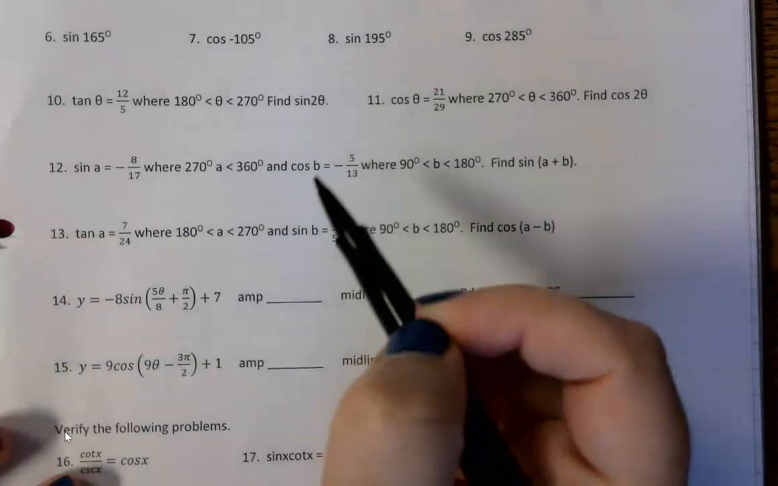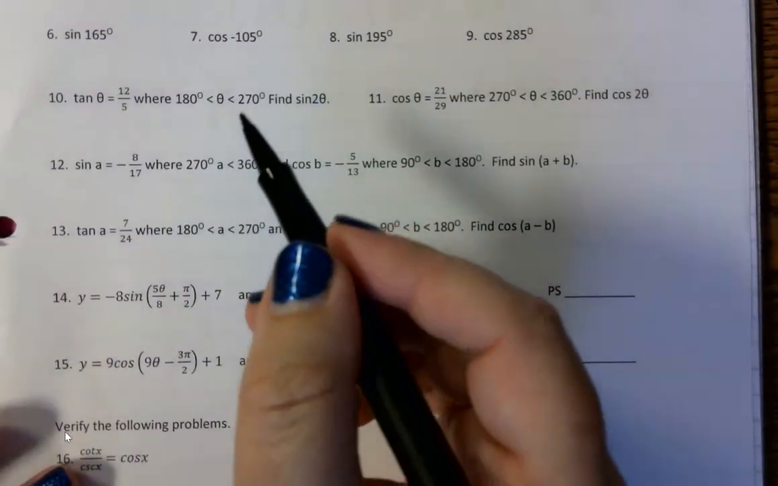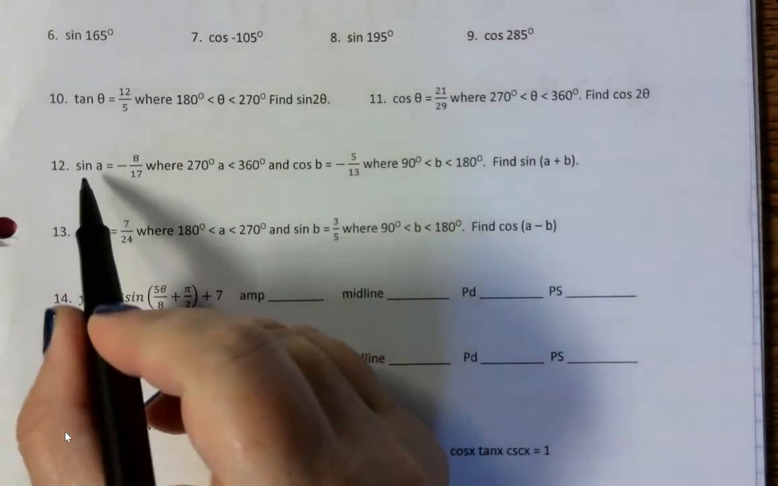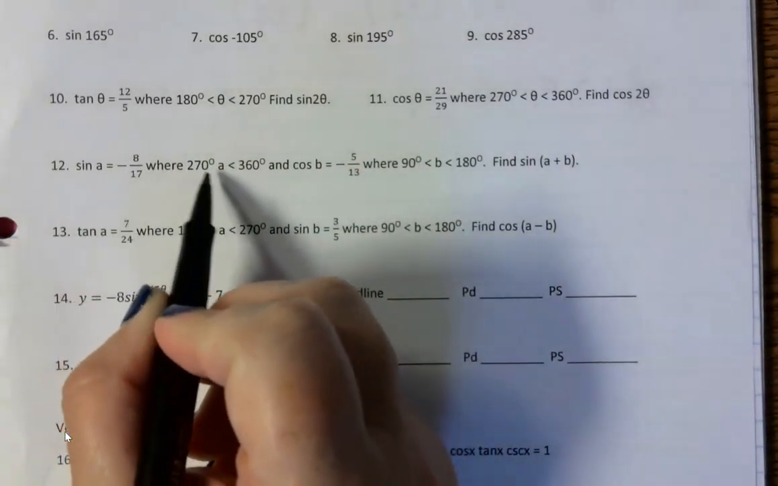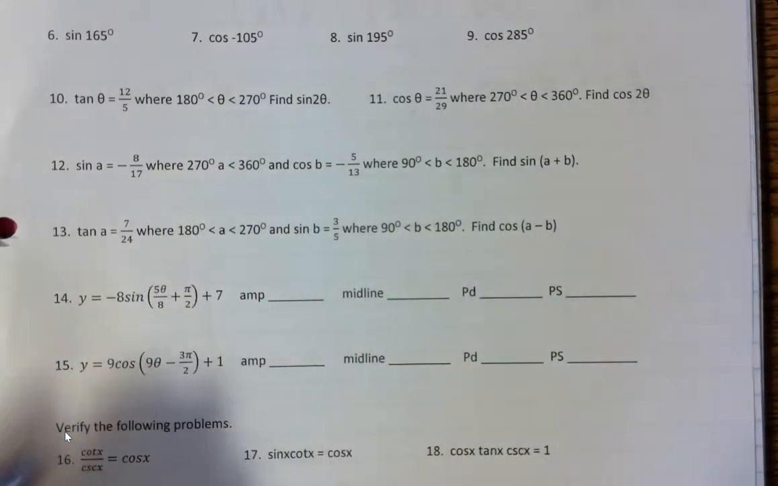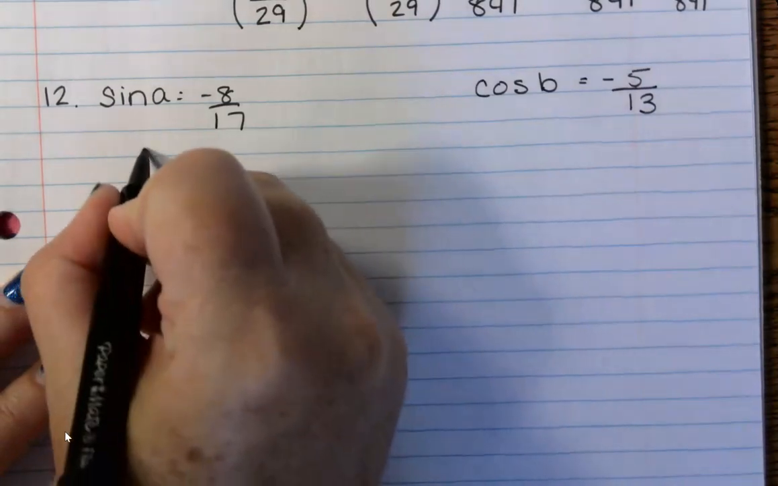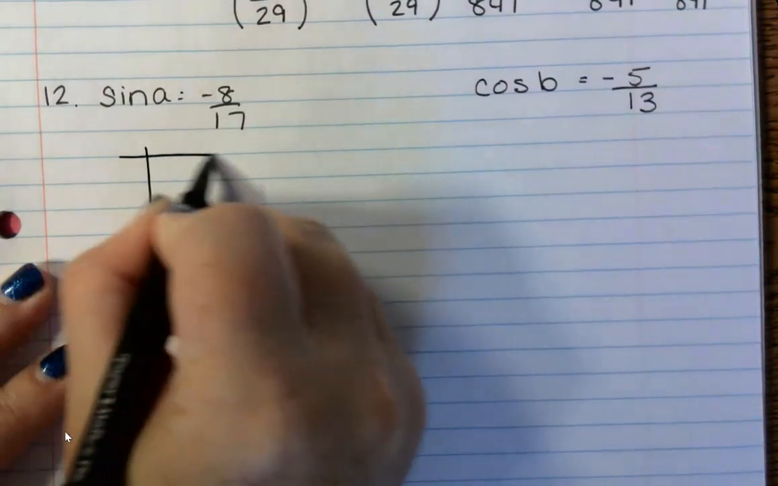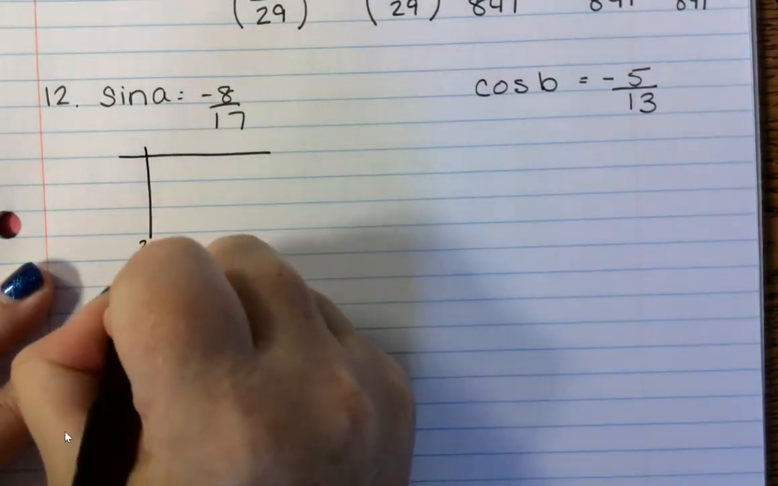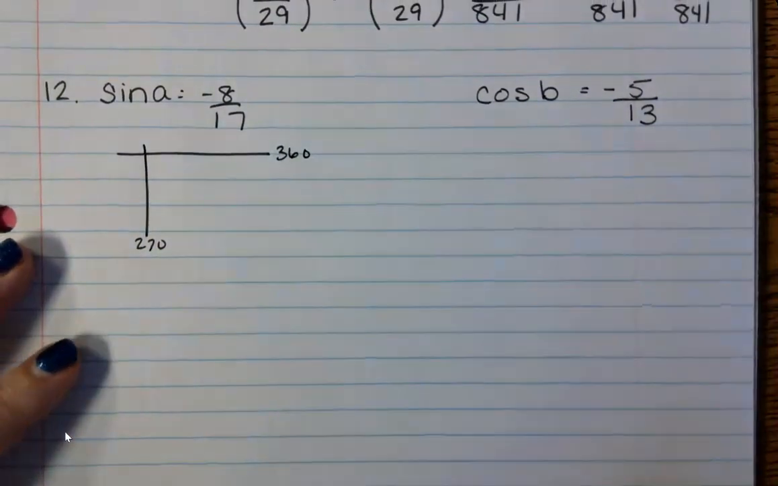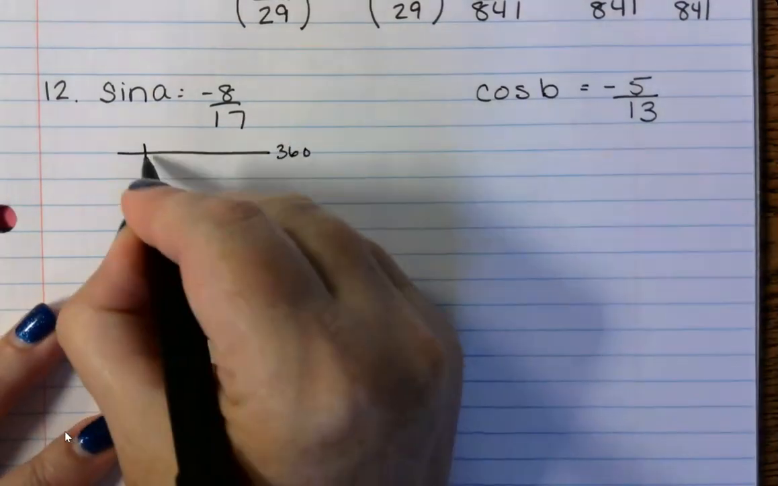Okay, so here we go. We're going to be doing number 12. Right here they're telling us the first triangle, A, is going to be between 270 and 360. We just did that problem up there: here's your 270, here's your 360. If you forget, it is on your unit circle.